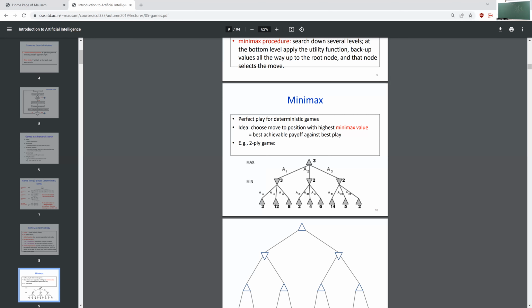Now the question is, how do you calculate these minimax values? Okay, if the node is a leaf node, then the minimax value of that leaf node is just the utility function of that node.